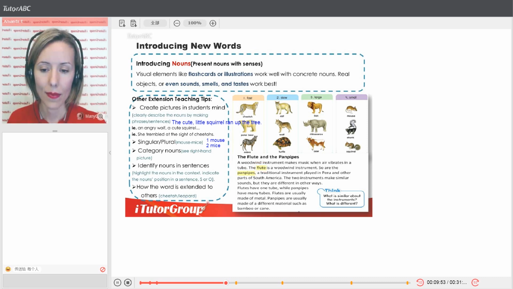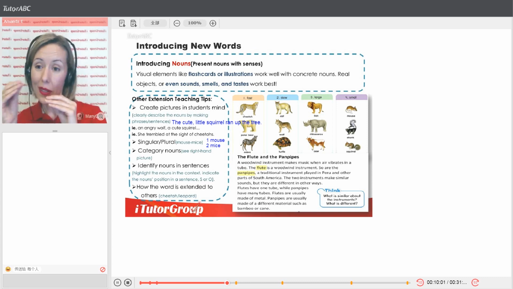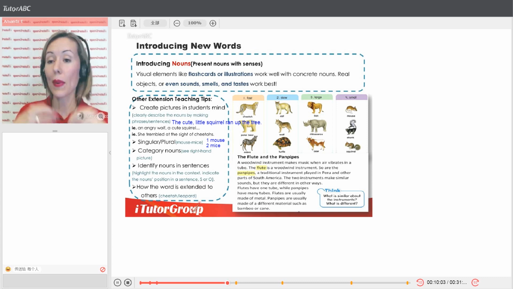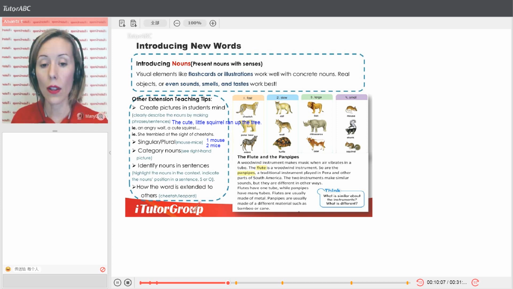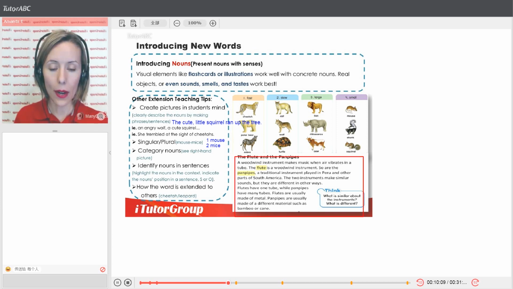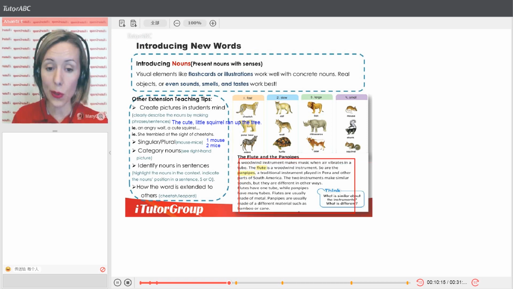We also might want to see or teach how the word is extended to others. So how the word is related to other words, maybe other vocabulary words or other words they already know, or perhaps just other words in the reading. So here we have two vocabulary words. We have flute and panpipe. And actually in this reading it explains the difference between the two.